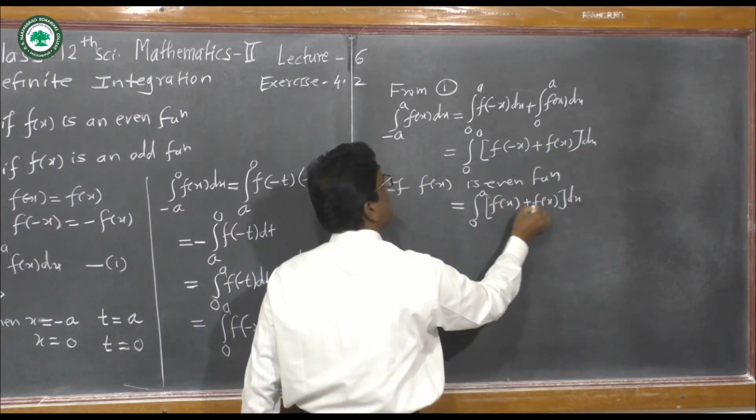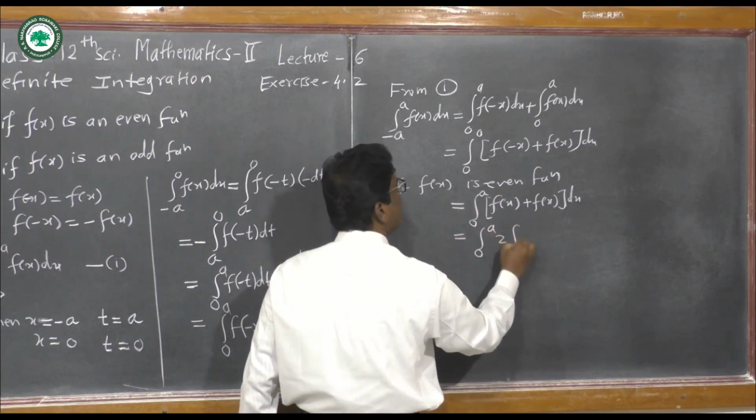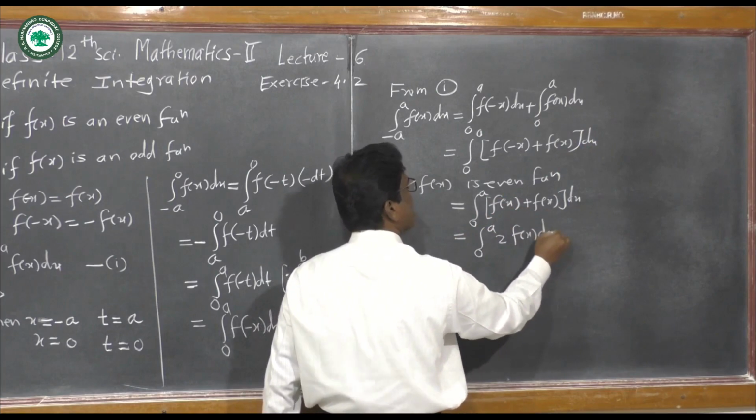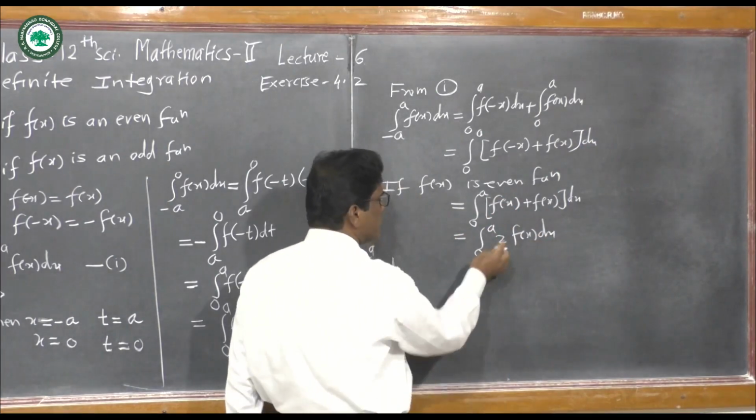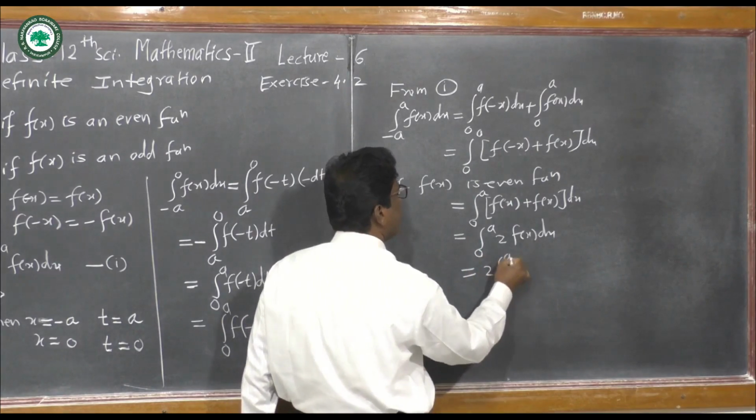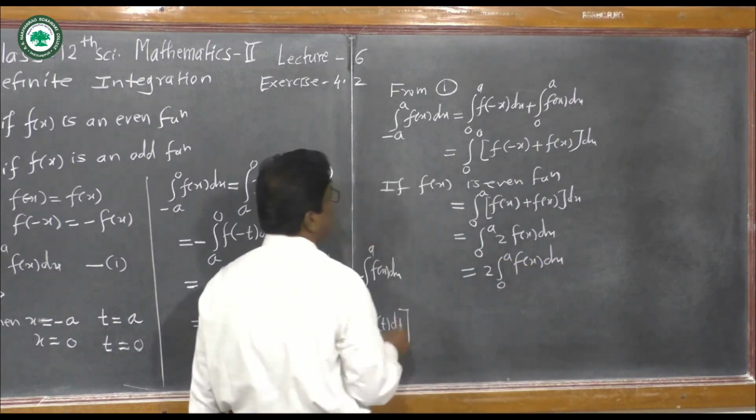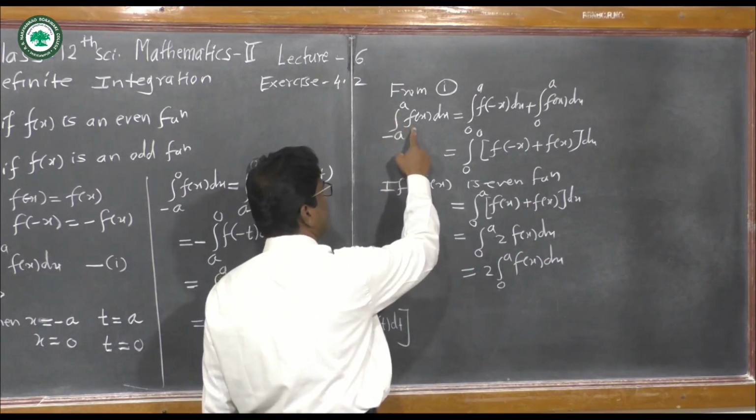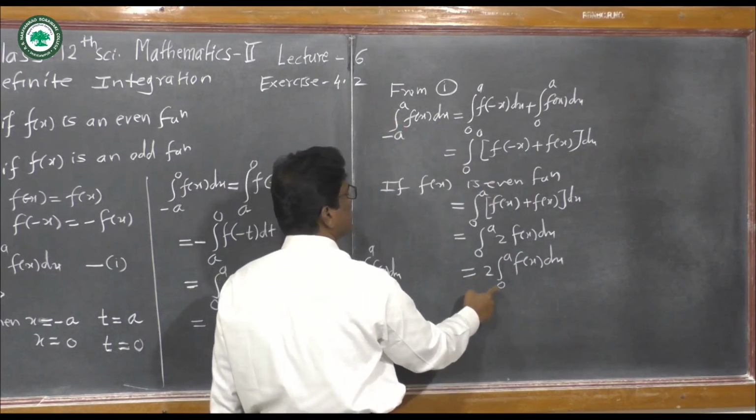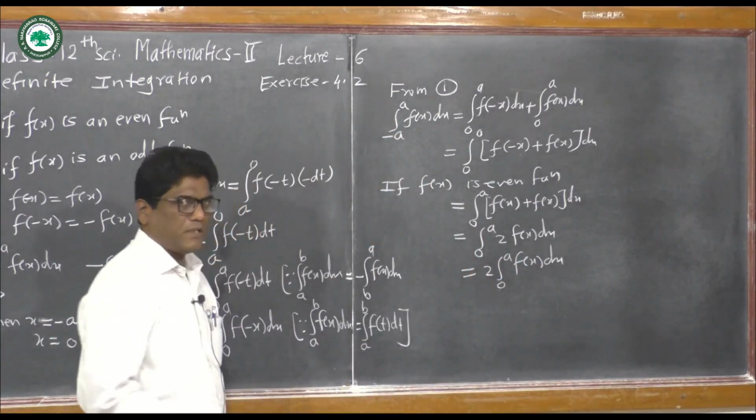And now this f of x plus f of x is equal to 0 to a 2 times f of x dx. Now take this 2 outside the integral, so 2 into integration 0 to a f of x dx. In this way we get integration from minus a to a f of x dx is equal to 2 times 0 to a f of x dx if f of x is an even function.